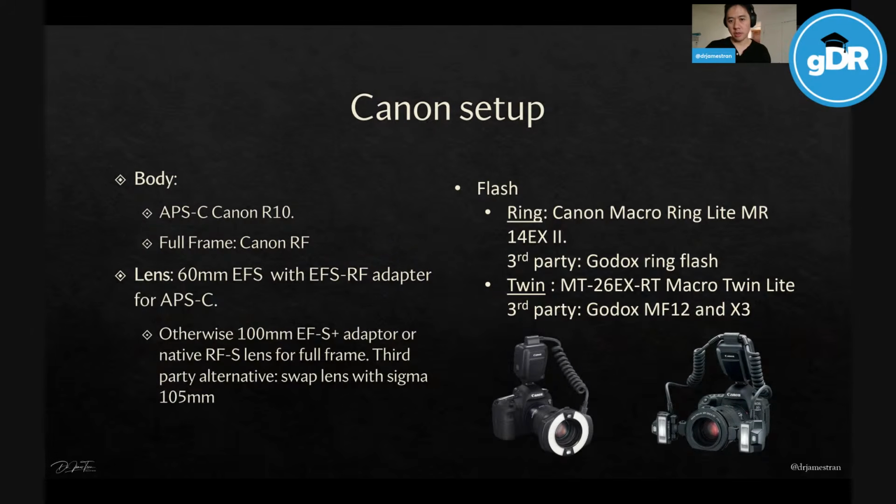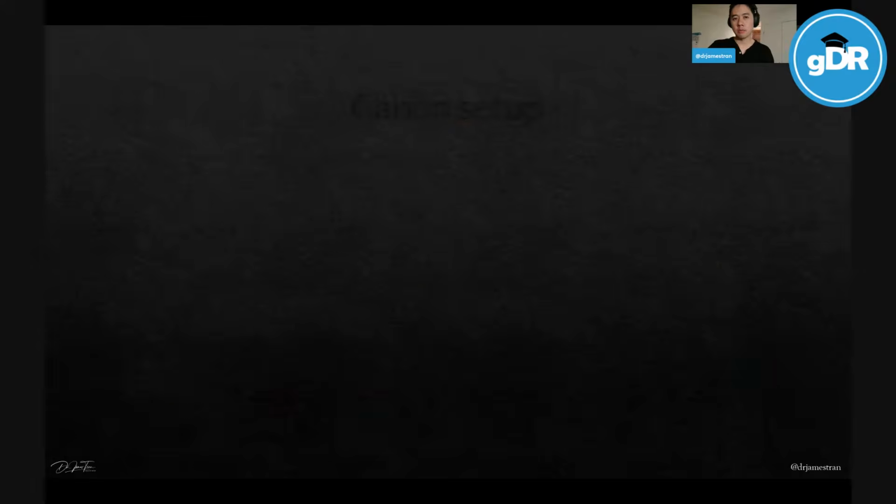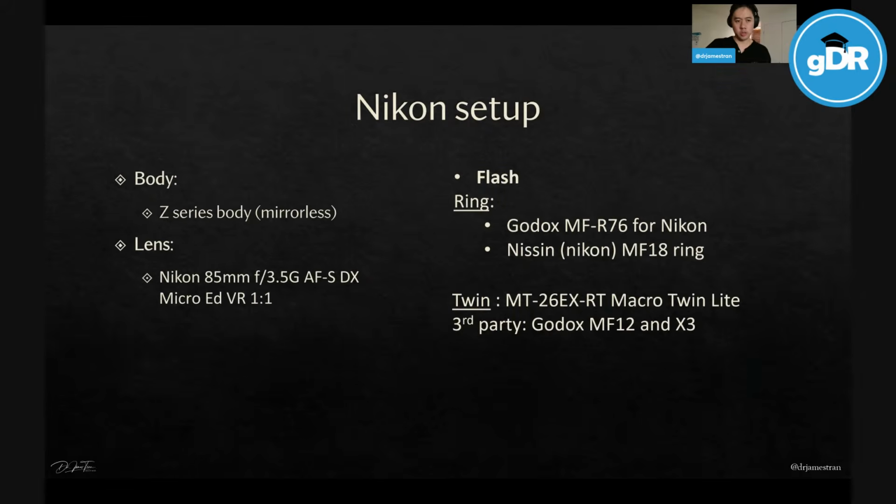So that's a summary of the Canon setup that we've talked about there. I like to go with native components. I don't like using external, but Godox is probably the most common brand right now. Nikon, same story. Try and go native. I don't think Nikon has a native twin. No, it does. It does have a native twin flash.